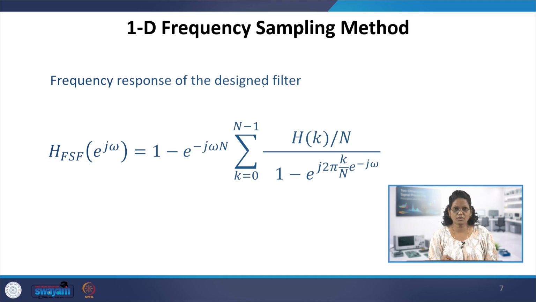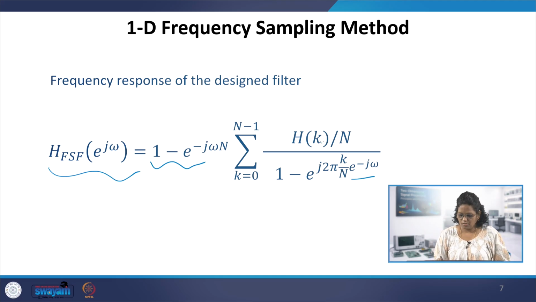The frequency response of the designed filter has this 1 minus e power minus j omega n, which is coming from the comb filter, where z is substituted as e power j omega, and k is varying from 0 to n minus 1, H(k) by n. You can notice why this n has been put over here in the structure: 1 minus e power j 2 pi k by n times e power minus j omega. So this is the equation used for the design of the frequency sampling filter, FSF 1D. And the k we choose would result in the number of resonators.